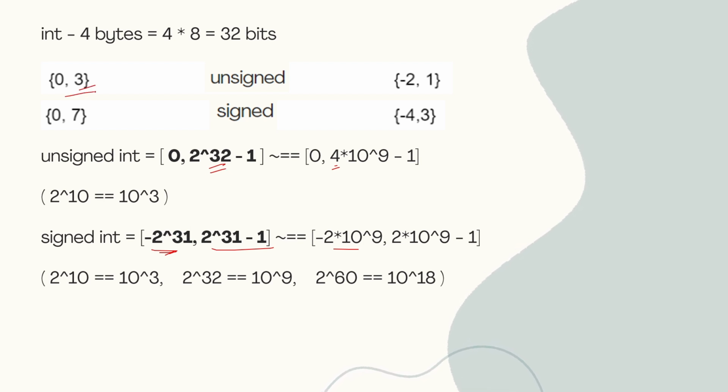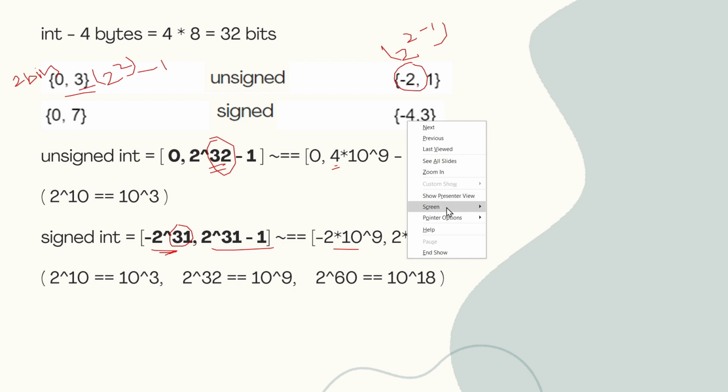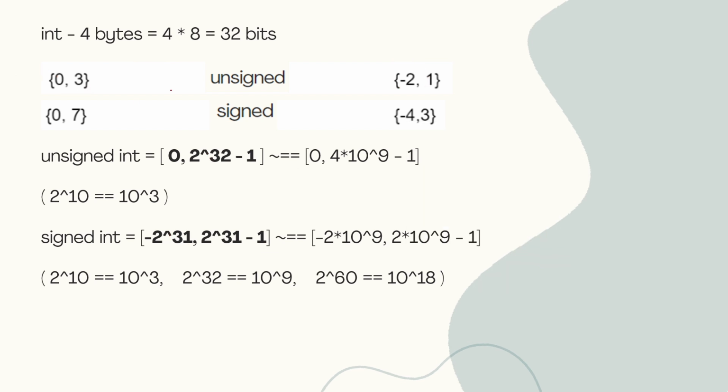Here we got 2 power number of bits minus 1. This is of 2 bits, right? So number of bits minus 1. But here you got number of bits. Number of bits itself is subtracted by 1. Here 2 power 2, which this thing is subtracted by 1. But here 2 power 2, this power itself only is subtracted by 1. So that's why here we got 31 and here we got 32. Okay. So don't try to get confused here.